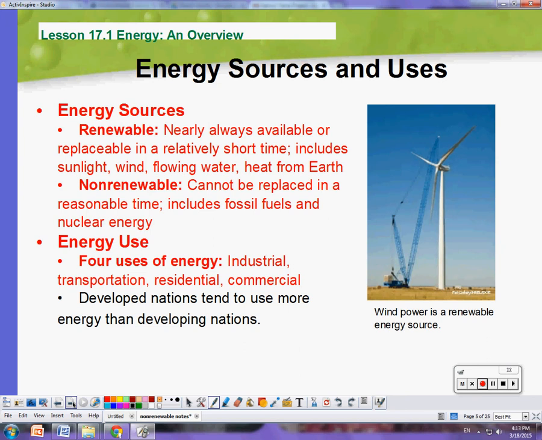So the four uses for energy, there's the industrial side of it, transportation, residential, and commercial. You need to know what types of energy go with each of these. What powers the industry, what powers residential, what powers commercial. And we'll get into that a little later. Moving on.